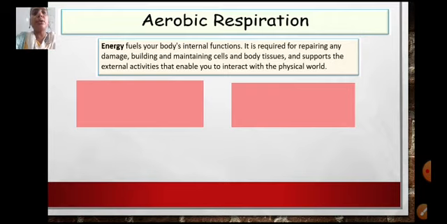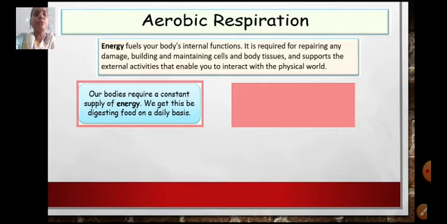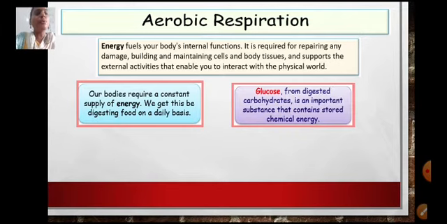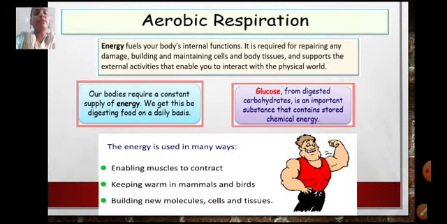As we have already seen, internal functions of our body require energy. The energy is also used for repairing our damaged cells, maintaining our body, and it supports all the external activities that our body has to do in order to interact with the physical world. So our bodies require a constant supply of energy, which is of course received from the food that we are eating. Now glucose that we get from the food, that is from the breakdown of the carbohydrates, is the only source of energy that we obtain.